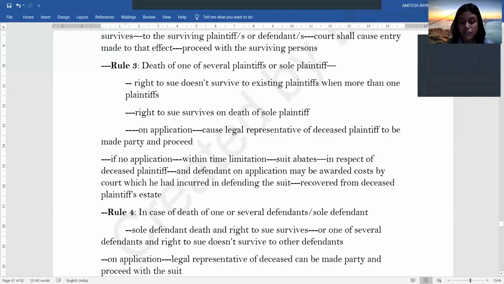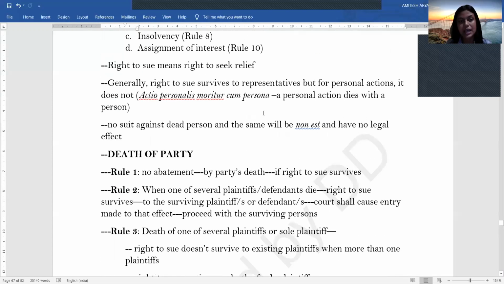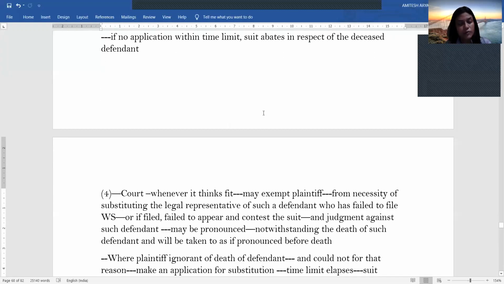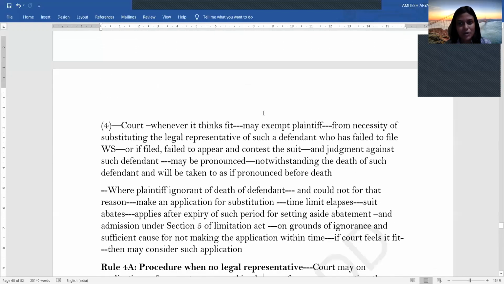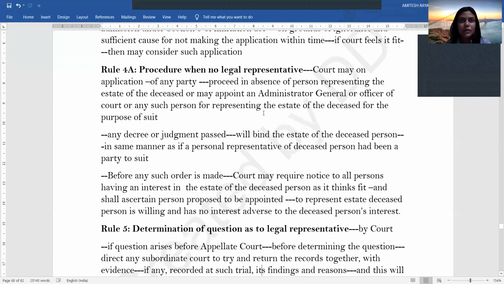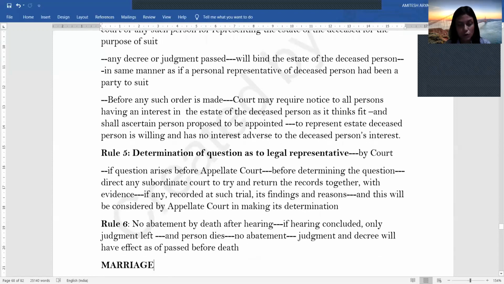So in short, if we see this particular order, we are seeing how death, marriage, insolvency and assignment of a party is affecting a particular suit. Now how death is affecting, we have to see with the right of suit. Marriage of a female party is not affecting the suit in general unless there is some right created by law which takes the husband into account also.